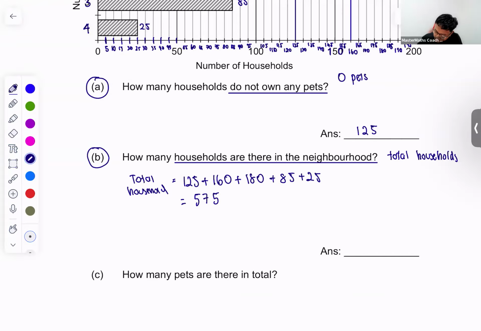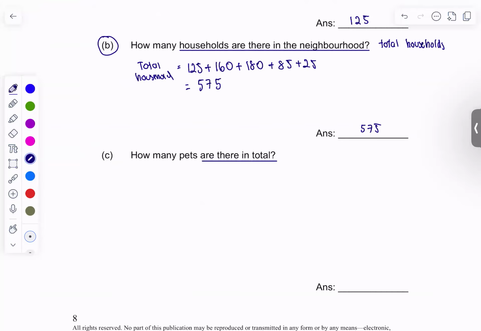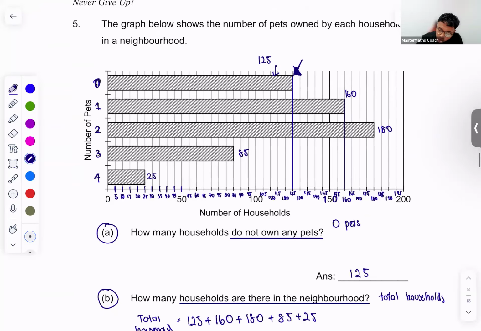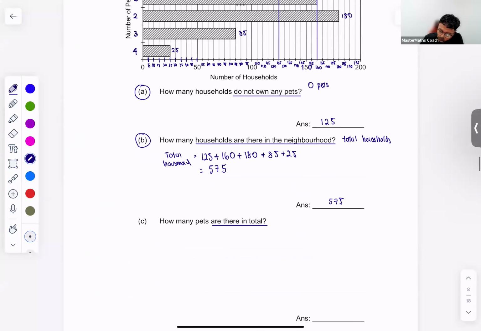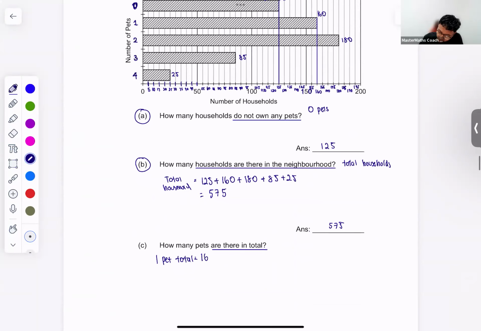Good job. Okay, next one, the last question. How many pets are there in total? 125 has 0 pets, so you don't have to do that. So we take 160 times 1 plus 180 times 2, then 85 times 3, and 25 times 4. Let's do this together. One pet total, can you help me write this down? It equals 160 households times one pet each.